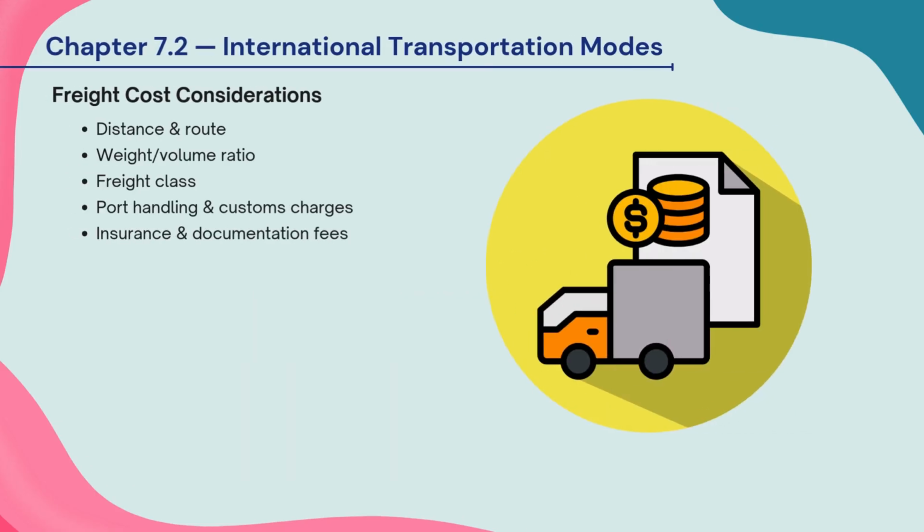This slide highlights the key factors that influence freight costs in international transportation. Cost varies based on the distance and route, the weight-to-volume ratio, and the assigned freight class. Additional costs come from port handling, customs charges, and insurance or documentation fees. Together, these elements determine the total shipping cost for global movement of goods.